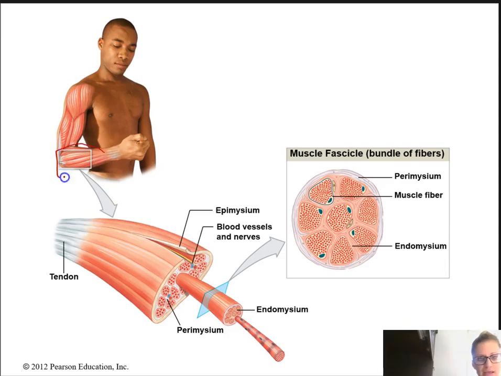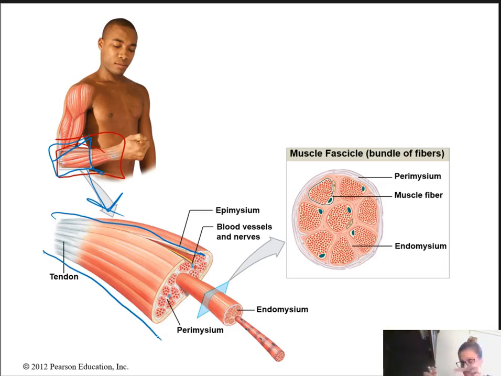Notice here we're taking a muscle, let me change colors. We're taking a muscle from the forearm, right? And we're blowing it up, we're looking at it bigger. Here you see, this is a big, large muscle. This is something that you could grab and feel and touch. It's not microscopic yet. You'll notice that this whole big muscle is surrounded by the epimysium.